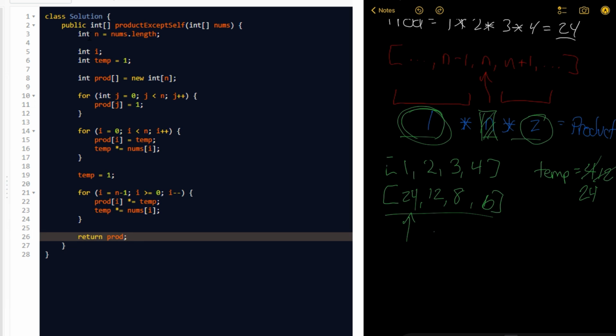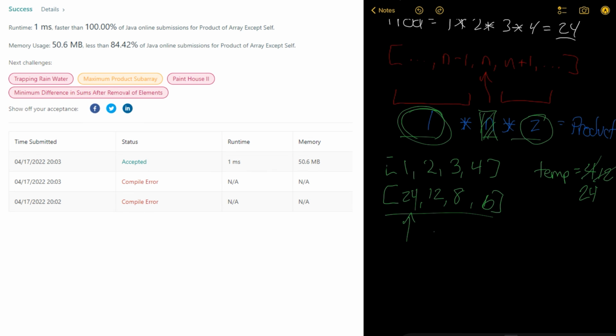So let's submit this and see how it does. All right, looks like we got a success here. Runtime 1 millisecond. Memory usage 50.6 megabytes. Pretty fun little problem. You can see there some next challenges that we can tackle.